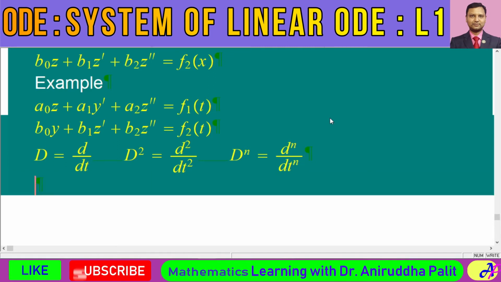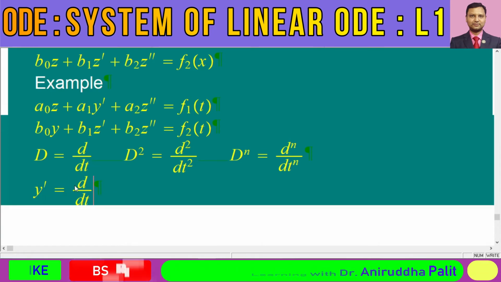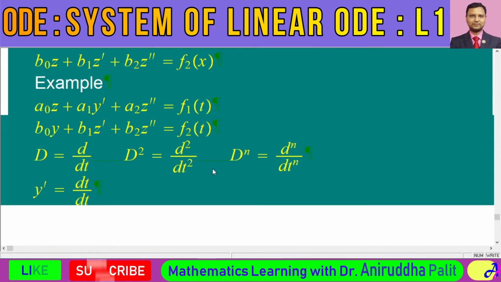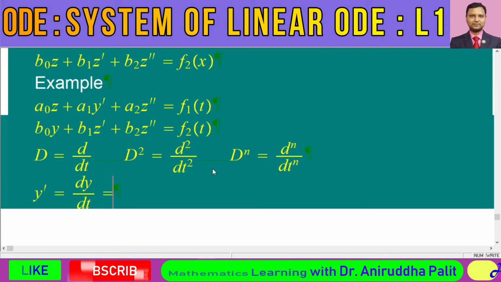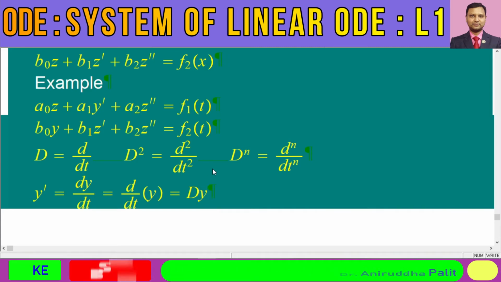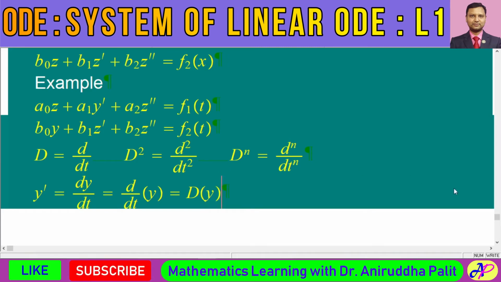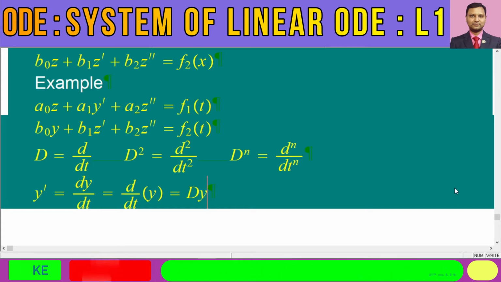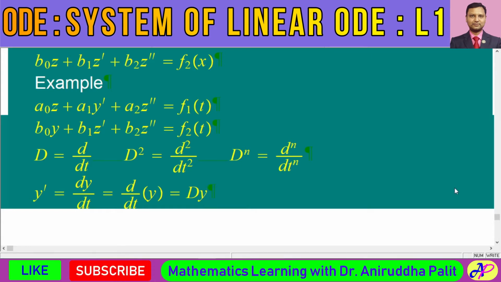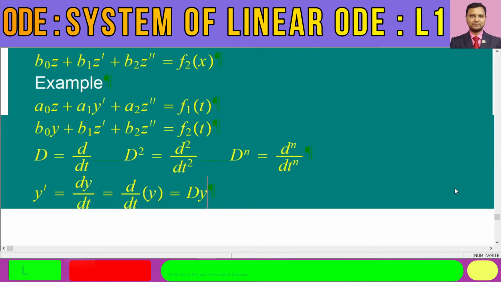Got it? So this y prime, what is this? y prime is actually dy/dt. So this dy/dt, what is this? This is actually d/dt of y, and therefore we can write it as D of y in brief. Sometimes we apply this kind of bracket, sometimes we do not. We simply write it Dy, that means the d/dt operator operated on y.